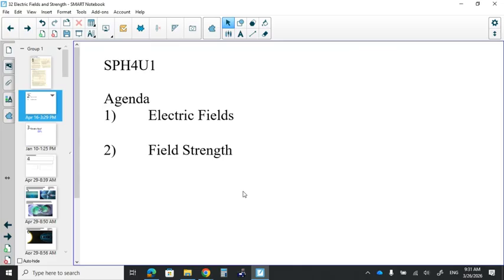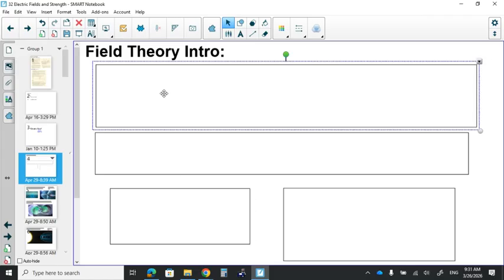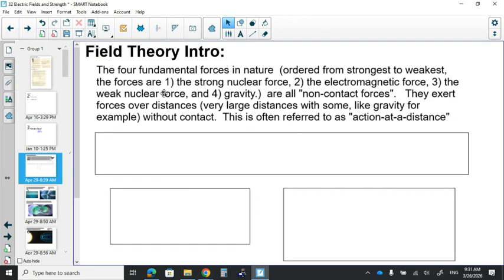All right, we're looking at electric fields and field strength today. So, electric fields. I'm going to start out with what is a field, anyways, right? It's kind of a weird word. So, field theory intro here.